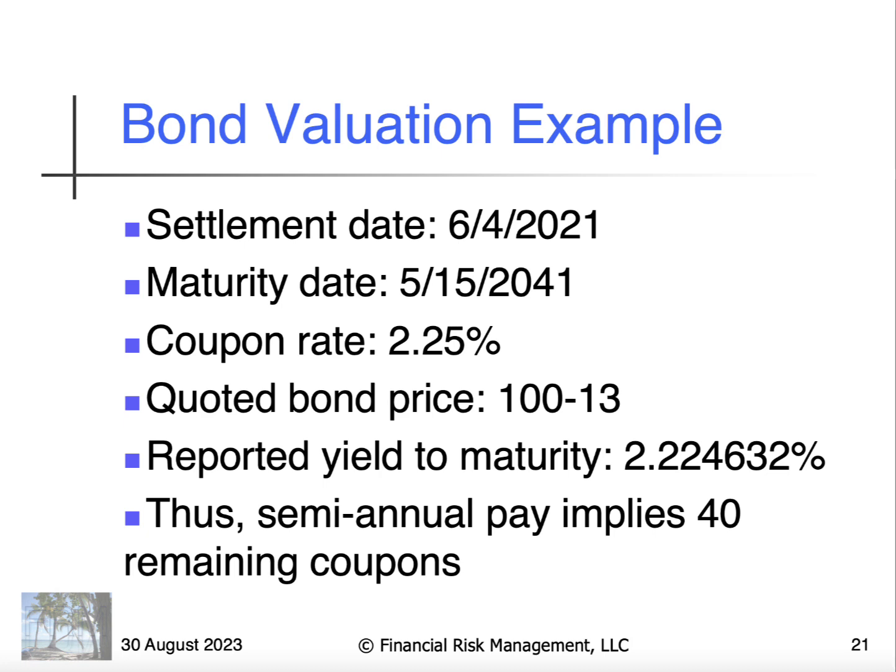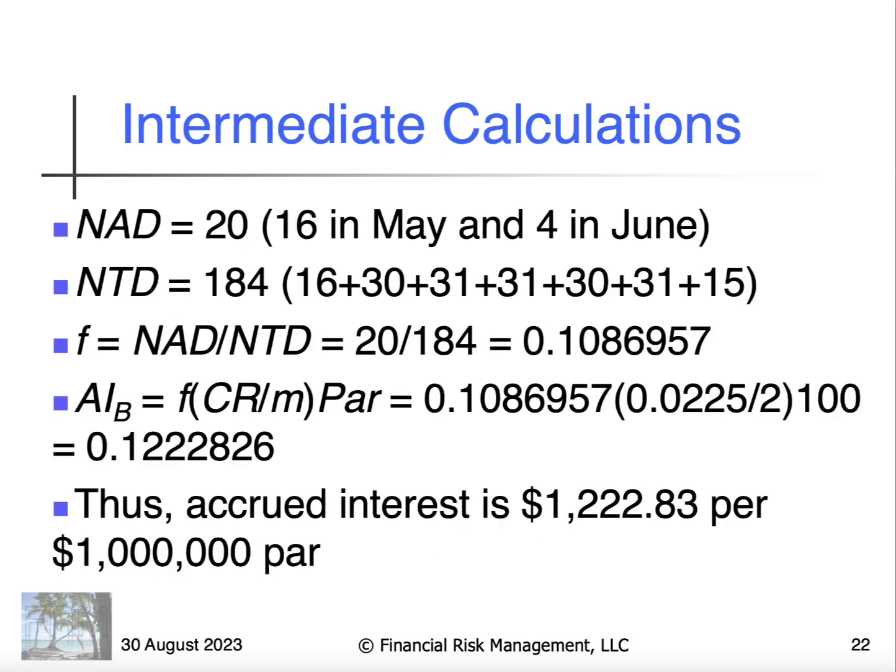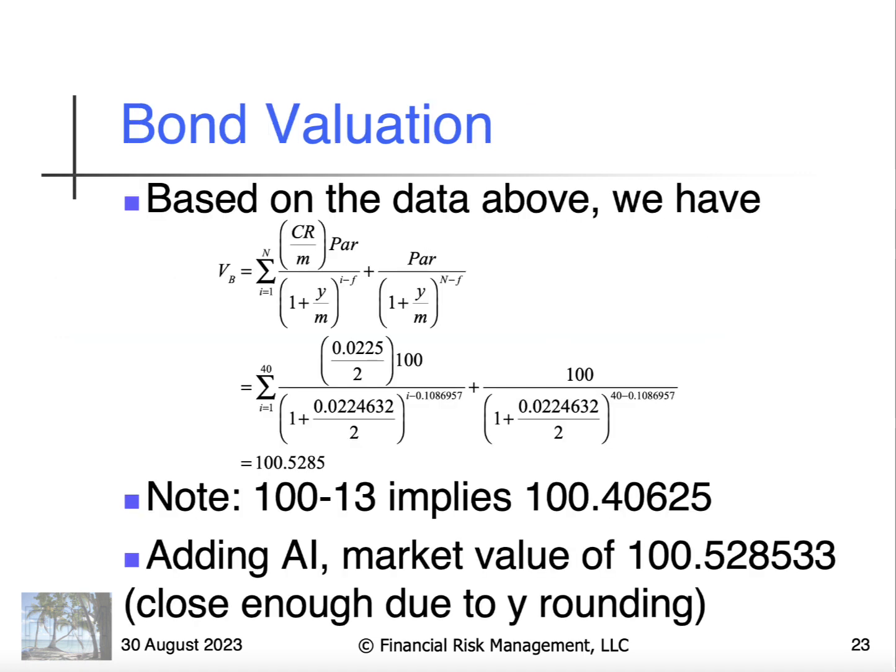So with this particular set of data, we can run some calculations. And in this particular case, we determined that there's $1,222.83 of accrued interest on this particular investment as of this particular trading date. And so the bond valuation can be run basically taking the yield to maturity that was found or given. We can compute this bond value.